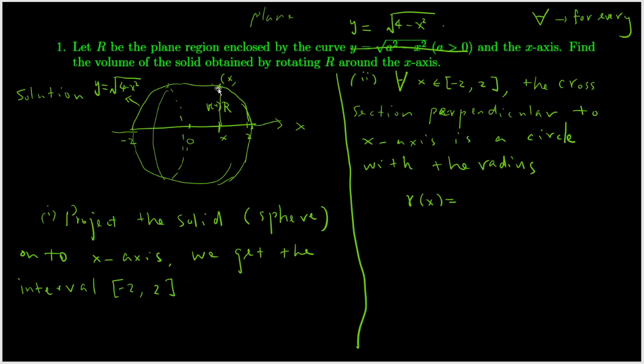This point is on the circle. The x coordinate is x. What is the y coordinate if the x coordinate is x? How can we represent the y coordinate in terms of x? The y coordinate is the square root of 4 minus x squared, because the upper half of the circle has that equation. If we know the x coordinate, then the y coordinate is computed in terms of x. So does that make sense?